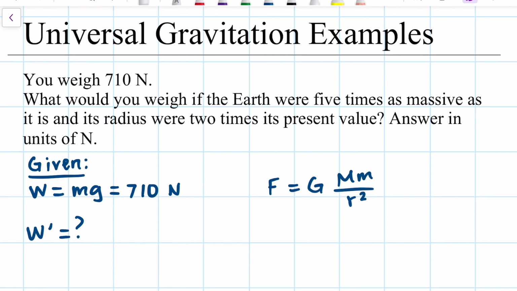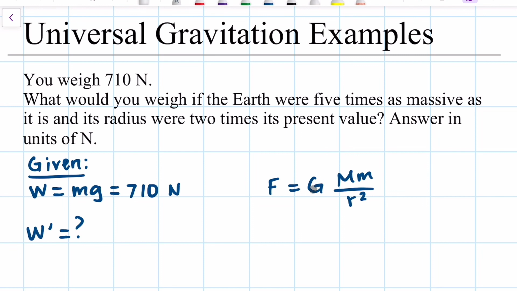So to make this faster, I wrote down what we were given. I'm going to use lowercase w for weight. We know the formula is mass times the acceleration of gravity, and we know it's equal to 710 newtons. What we need to find is, based on the new conditions of the Earth, stated over here, what is the new weight? And we know we have to use the law of universal gravitation, which is here.